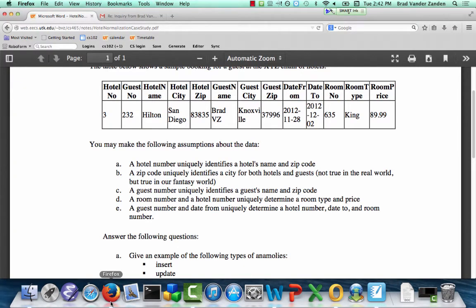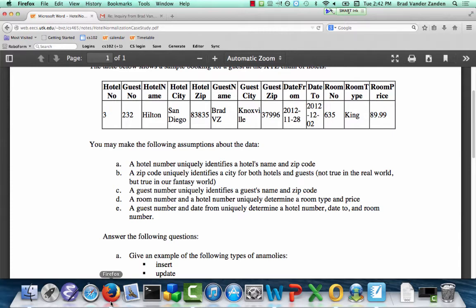So the second one says a zip code uniquely identifies a city for both hotels and guests. And again, I understand in the real world that's not true. Like the area code 37920, which I live in, covers both Knoxville and, great, Seymour, the city when you're going from here to Sevierville on 441. Thank you, Camille. So I could be from either Seymour or Knoxville, but we will assume the zip code uniquely identifies the city.